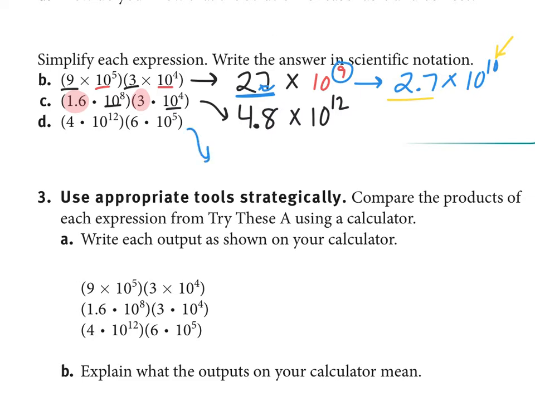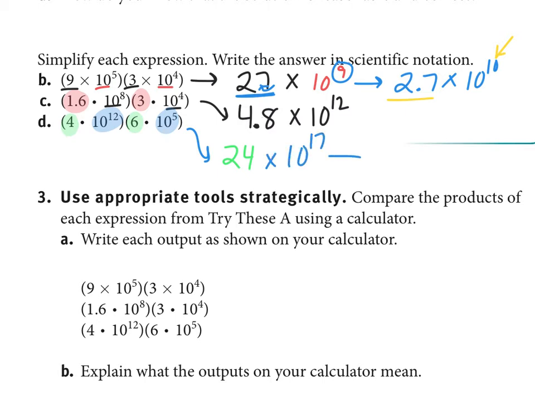Okay, and the last one. If we multiply the 4 times the 6, that's going to get me, of course, 24. And then if we just add exponents on the 10 to the 12th and 10 to the 5th, we are going to get 10 to the 17th.